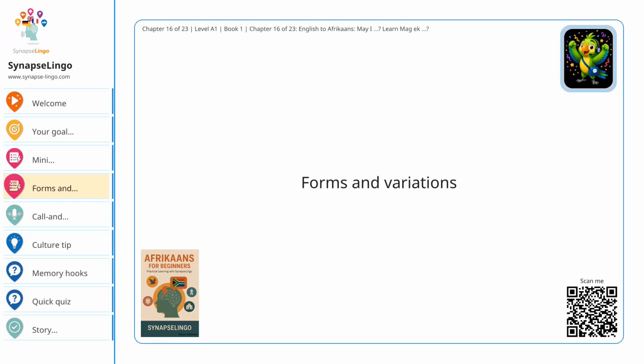Forms and variations. Let's shape-shift the phrase so you can use it anywhere. Singular permission. Mag ek? Equals may I. Plural permission. Mag ons? Equals may we. Ability, not permission. Kan ek? Equals can I. Obligation. Moet ek? Equals must I. Polite refusal pattern. Jy mag nie. Equals you may not. Example refusal. Jy mag nie hier parkeer nie.